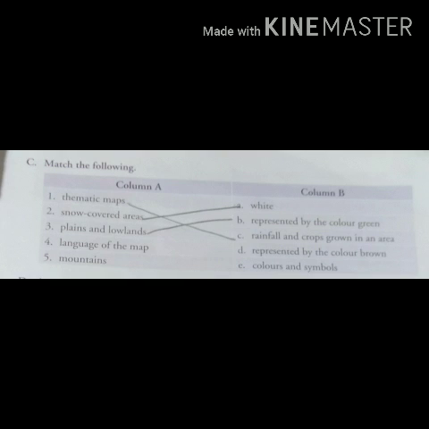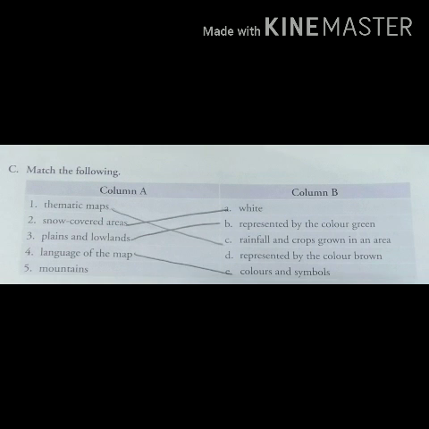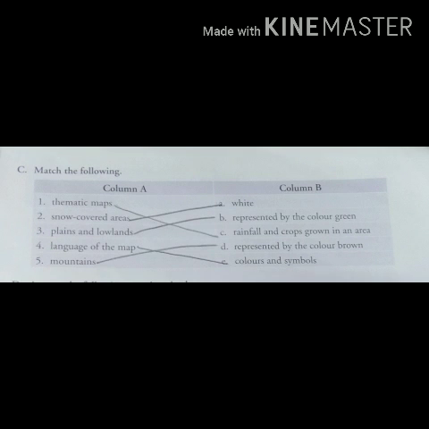Now fourth, language of the map. E, colors and symbols. Language of the map, E, colors and symbols. Now fifth, mountain. D, represented by the color brown.